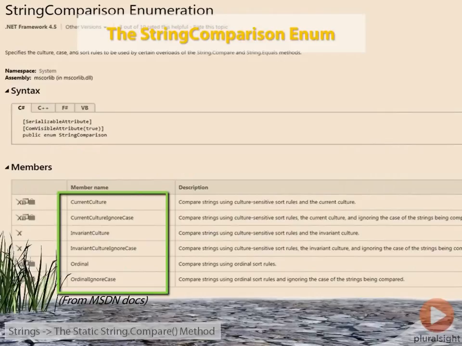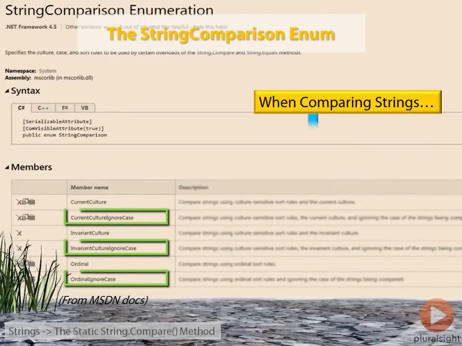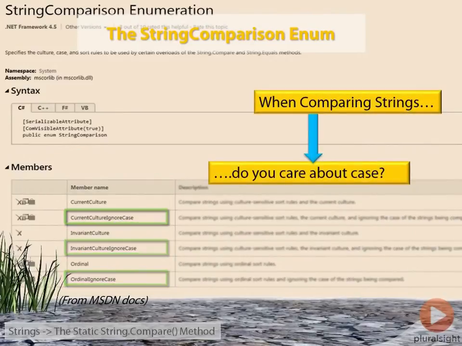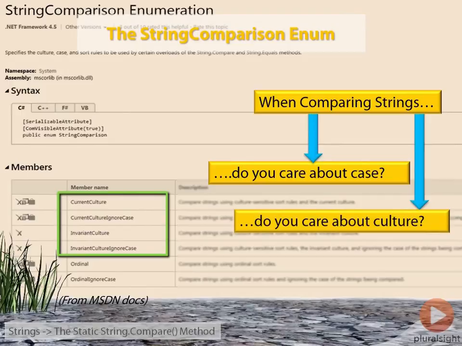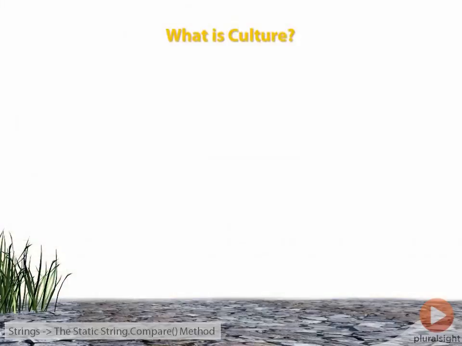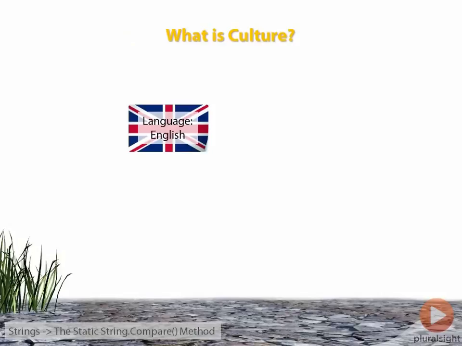In particular, there are 2 aspects that you need to consider when comparing strings. Firstly, do you care about the case? And secondly, do you care about the culture? Culture, roughly speaking, represents the language and location of the user, and there is a large set of standard cultures defined. For example, I'm British, and I speak the British dialect of English, so my computer is set to the culture en-GB, English in the UK.